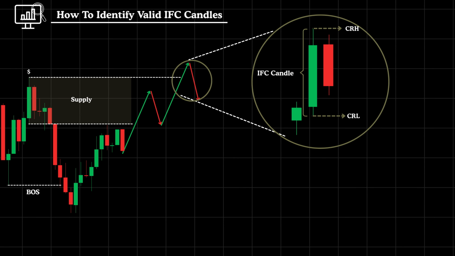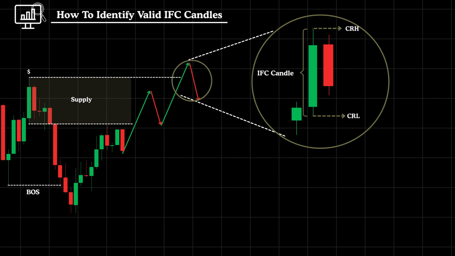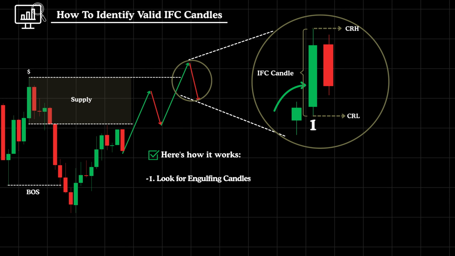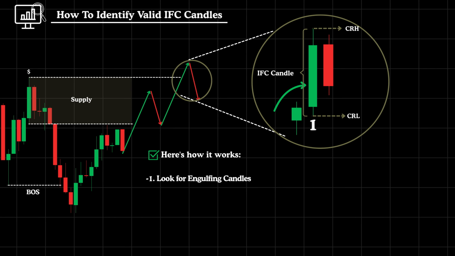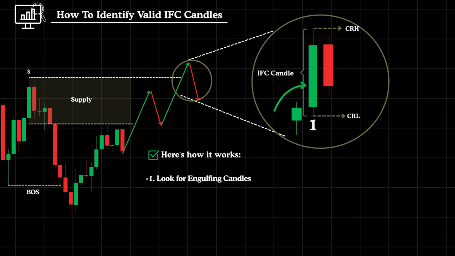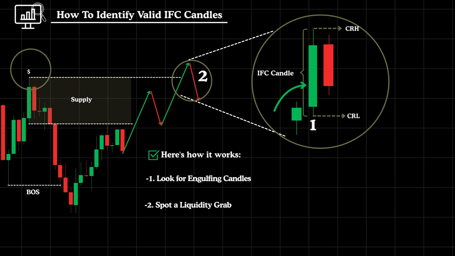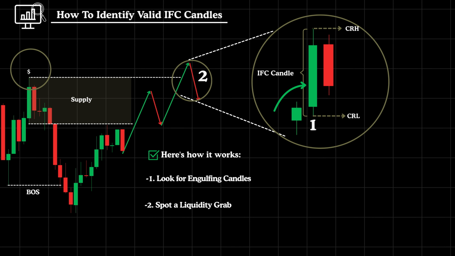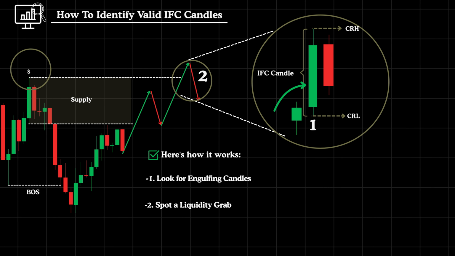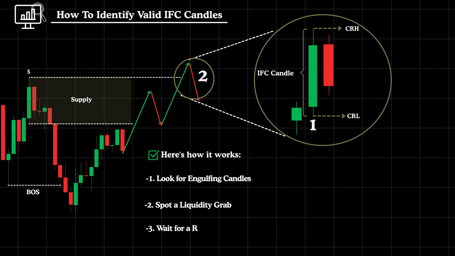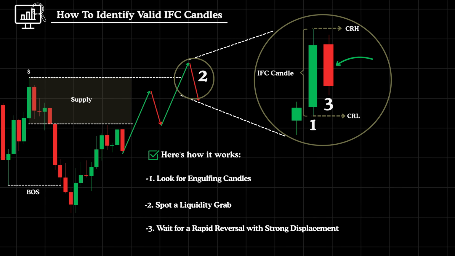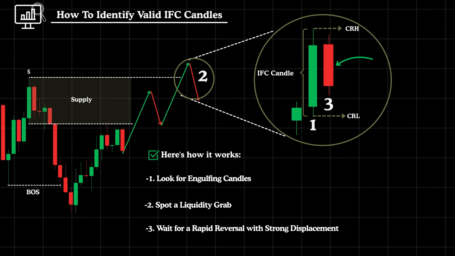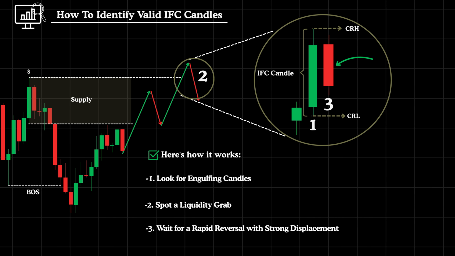To recognize an IFC on the chart, follow these steps. First, locate candles with unusually large bodies or extended wicks that stand out clearly. Next, watch for a sweep either above or below a key level. This is where liquidity is taken before price turns. Finally, confirm the reversal with strong displacement in the opposite direction, signaling a clear shift in market structure.